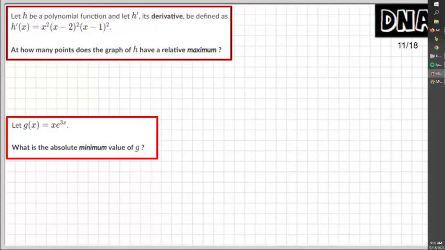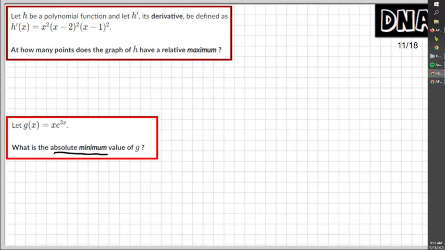All right, so we're looking for an absolute minimum, but we're not in a closed interval. So that means we're not testing the endpoints. But we do need to know if this graph is going up on both sides. We need to know the end behavior of it.